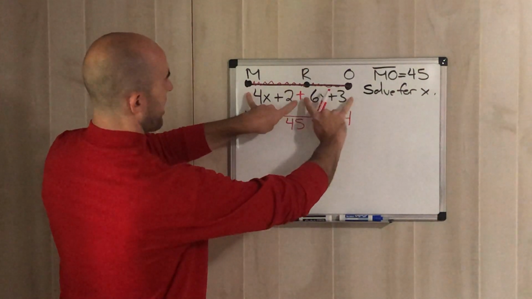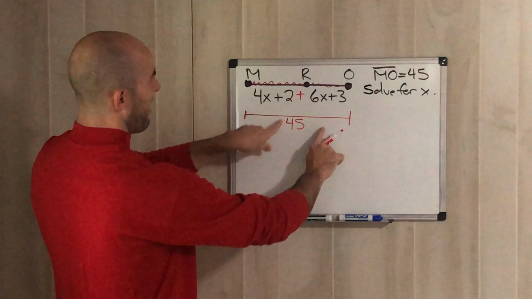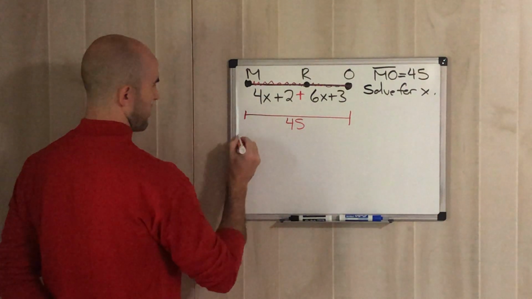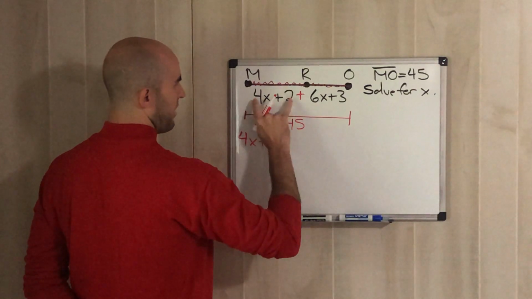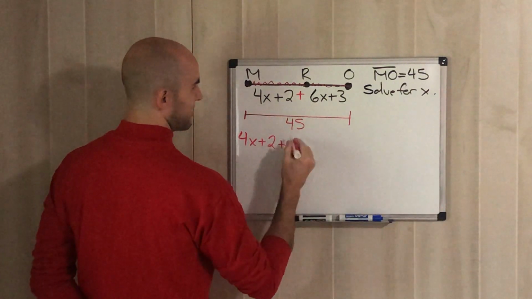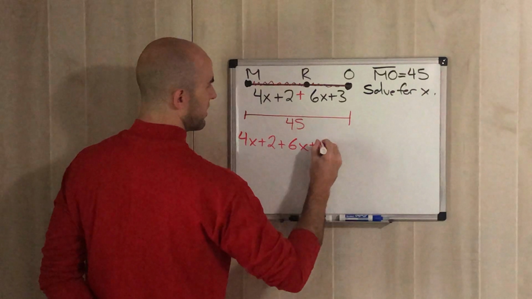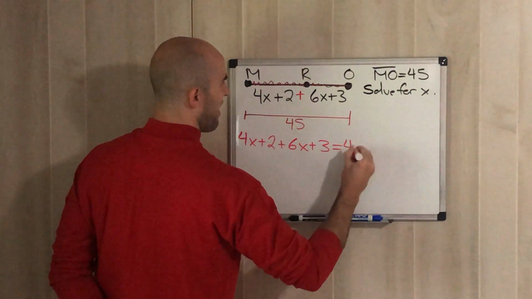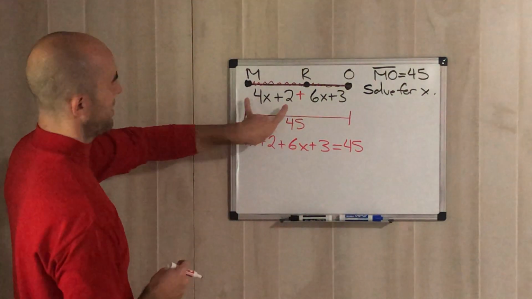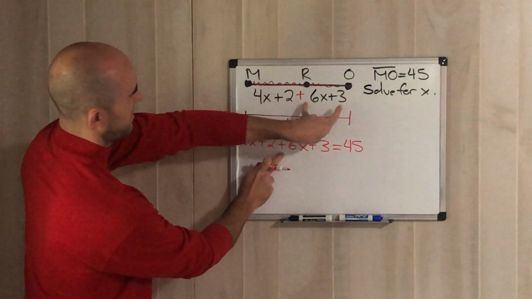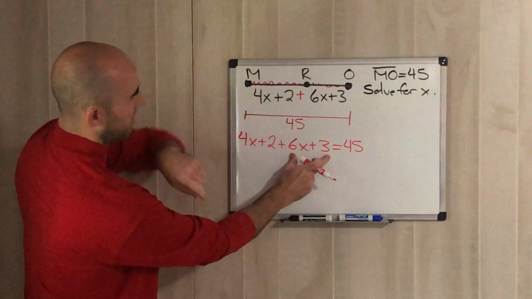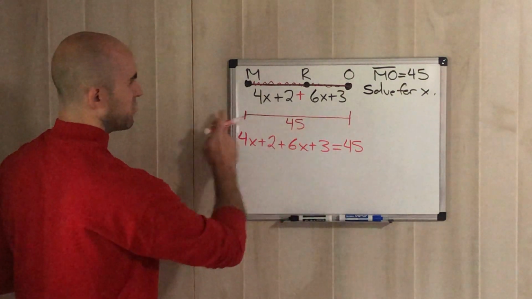If we know that this part plus this part gives us 45, then we want to add them. So that's all we do. It'd be 4x plus 2, plus 6x plus 3, equals 45. All I did was say 4x plus 2, right there, plus 6x plus 3, right there, equals 45, equals the whole thing.